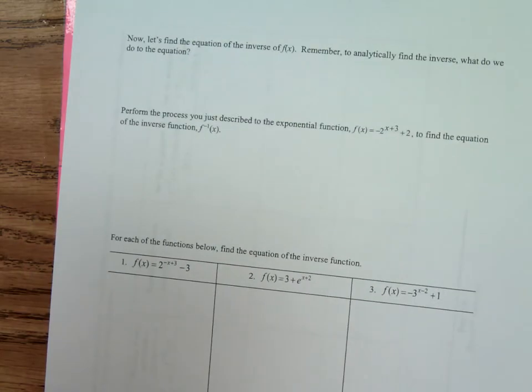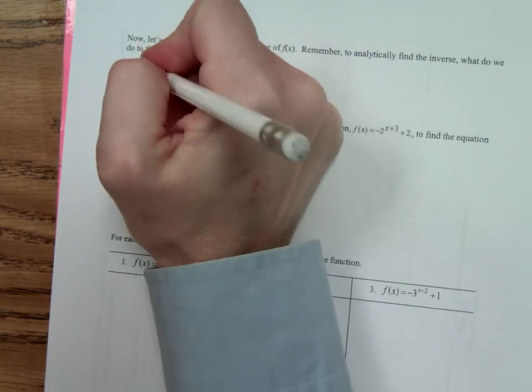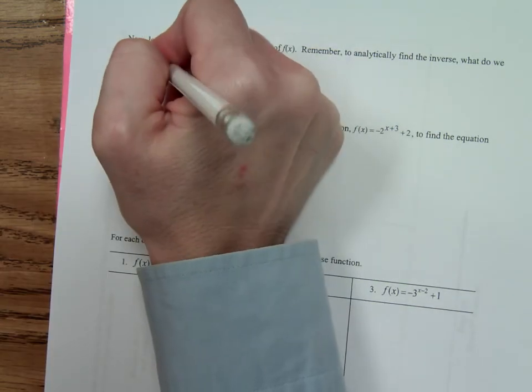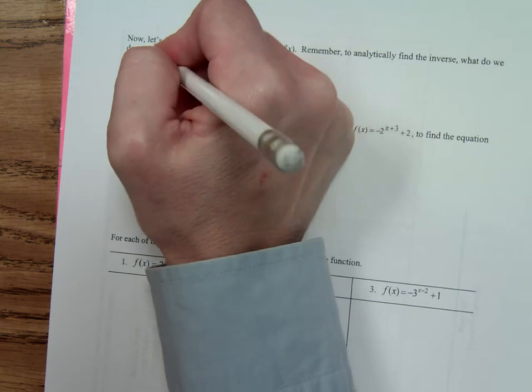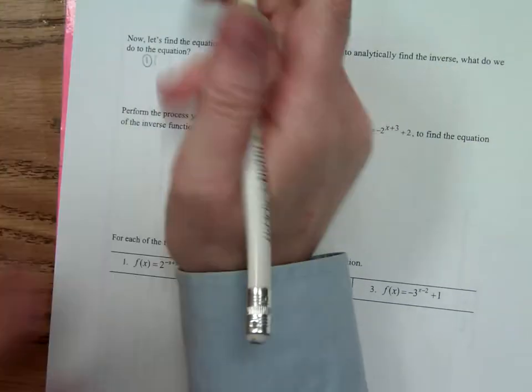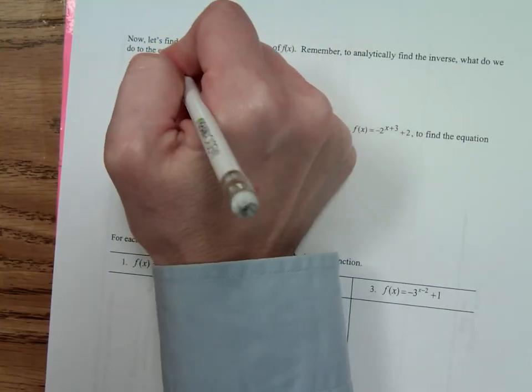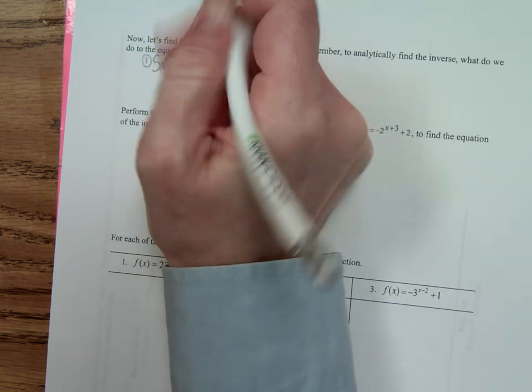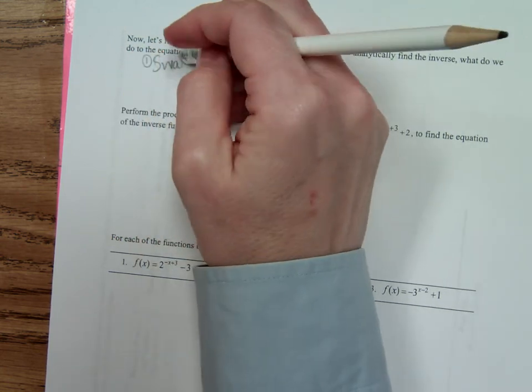Now let's find the equation of the inverse of f of x. Remember, to analytically find the inverse, what do we do to the equation? Swap the x and y. It's not sway. You can sway them, or you can swap them.